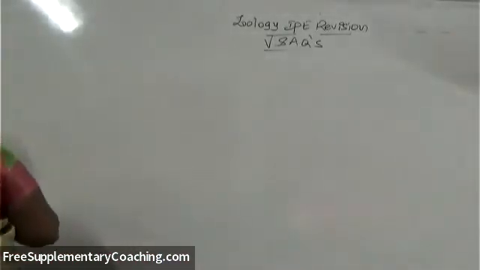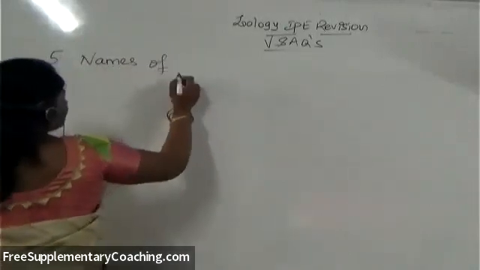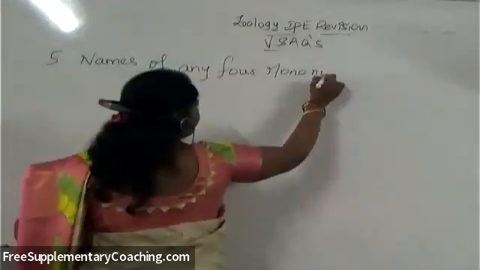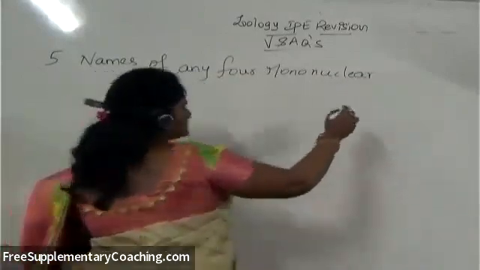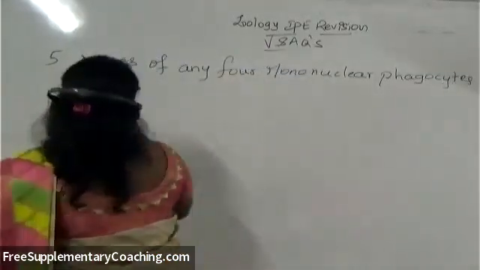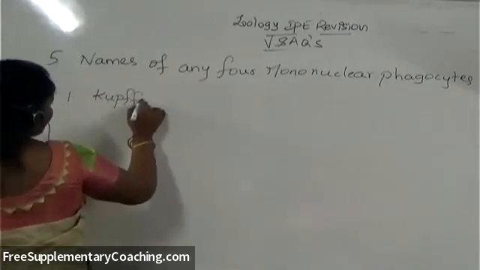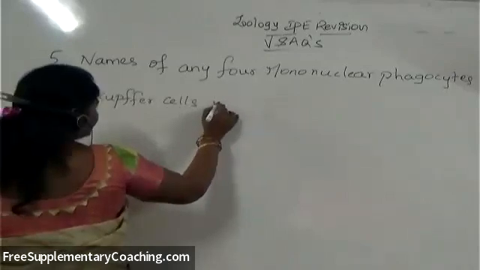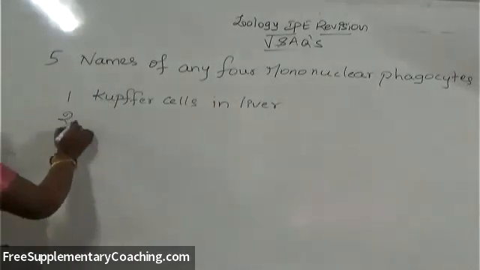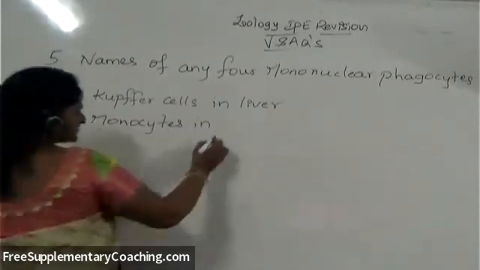So fifth question. Names of any 4 mononuclear phagocytes. In that, first you can write Kupffer cells present in liver. The next, monocytes present in bone marrow.